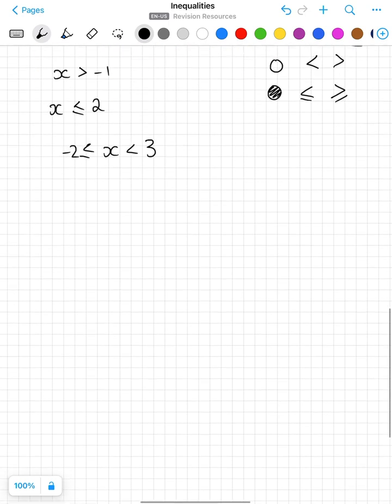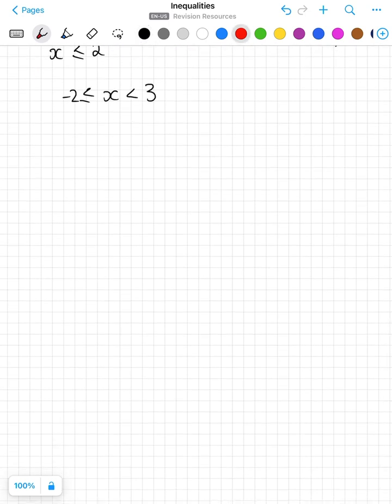So we've touched briefly on solving inequalities. Let's just try one more. It's very similar to solving equations, but instead of an equals, you're just using an inequality symbol. So you're doing the same process. We want to find out what x could be.